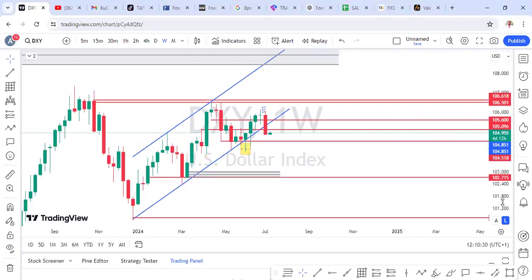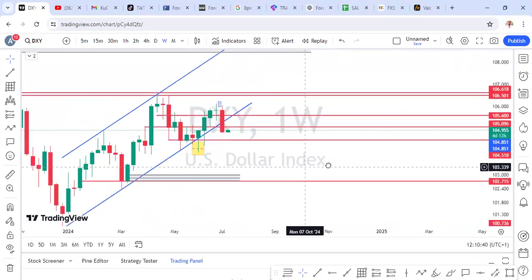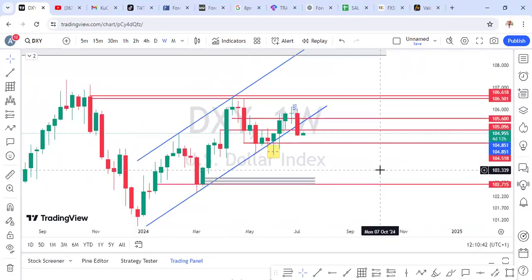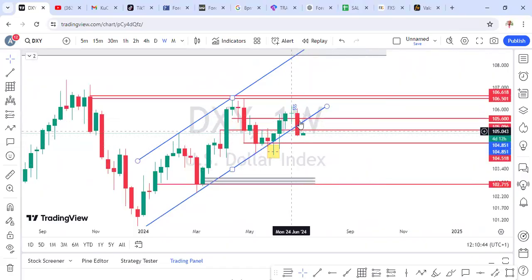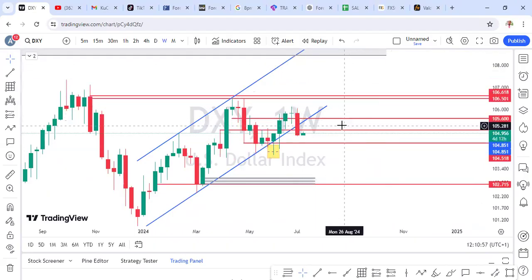So we are bearish on weekly on DSY. Look at the massive bearish candle that we got here. This is a weekly bearish candle. So we close bearish, and if you look at the closing of this candle, it's a very serious bearish candle on weekly.